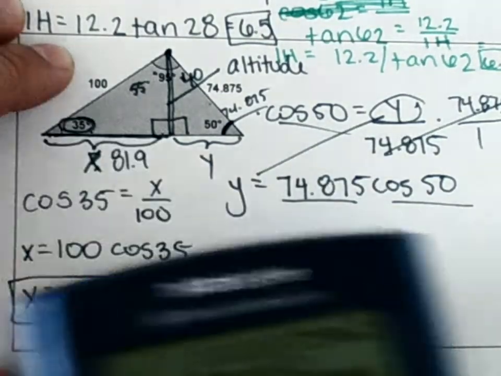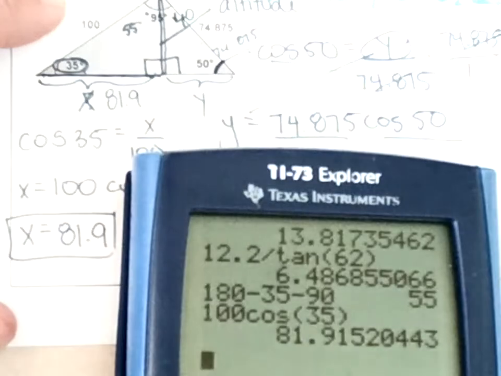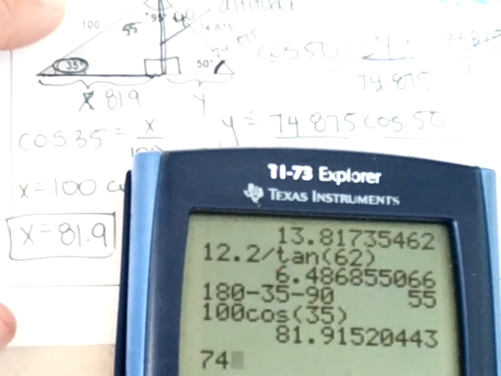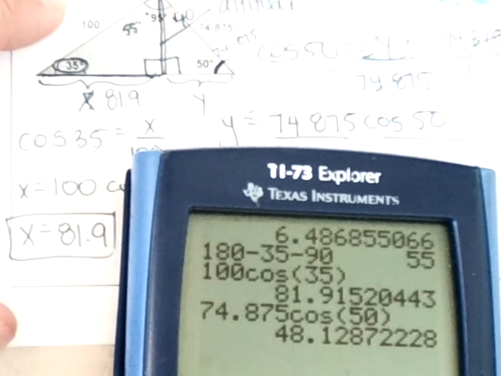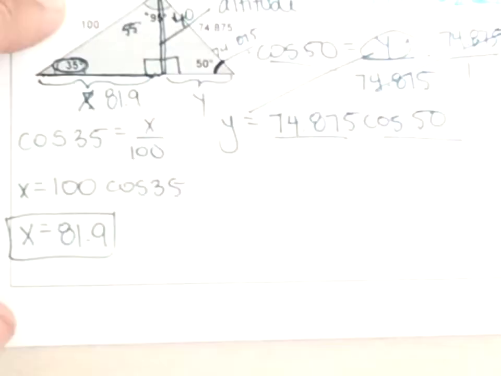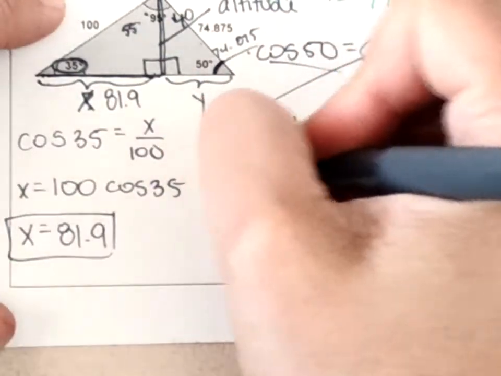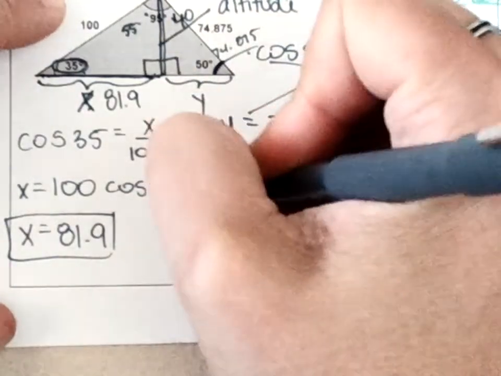So I put this in my calculator. We have 74.875 cosine of 50, and that gives us 48.1. So y equals 48.1.